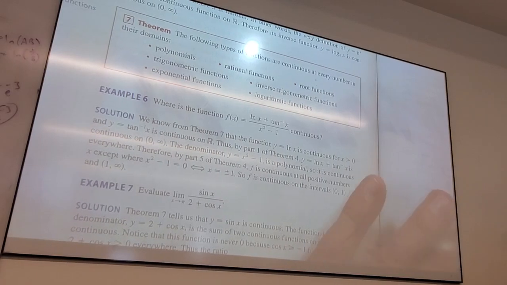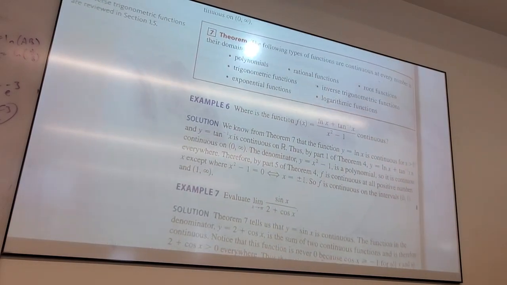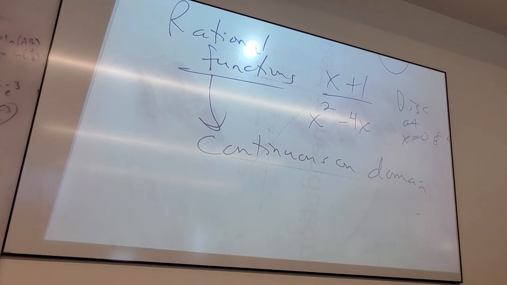Trig functions, same way. Doesn't tangent have issues? We talked about cotangent earlier. Tangent's got an infinite number of asymptotes, but on its domain, it looks like a little cube. It's perfectly fine on its domain. You guys doing all right? Is that all right?